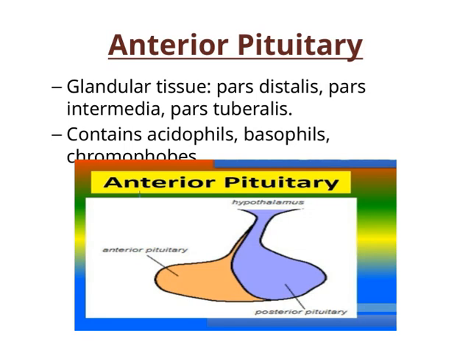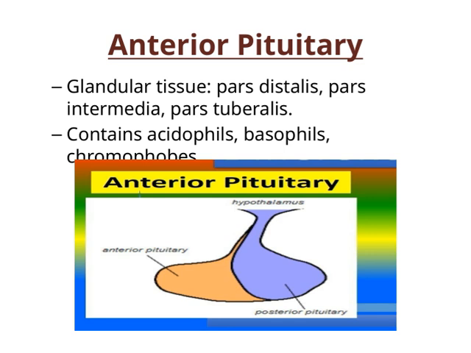Now let's take a closer look at the glandular tissue of the anterior pituitary. It is divided into three main parts, the pars distalis, the pars intermedia, and the pars tuberalis. Each of these regions has a specific role and structure. The pars distalis is the largest and most active part, where most hormone production occurs.